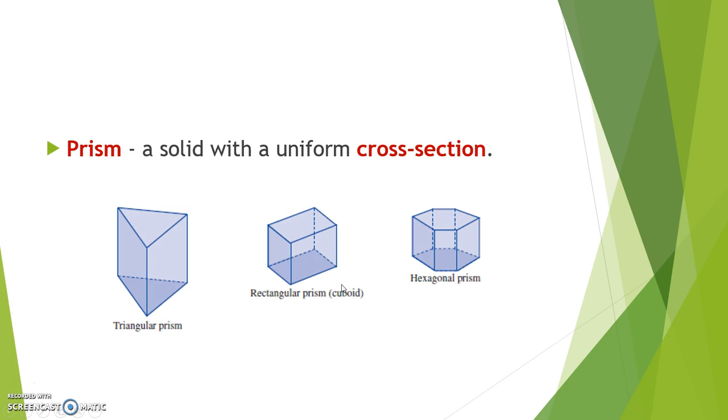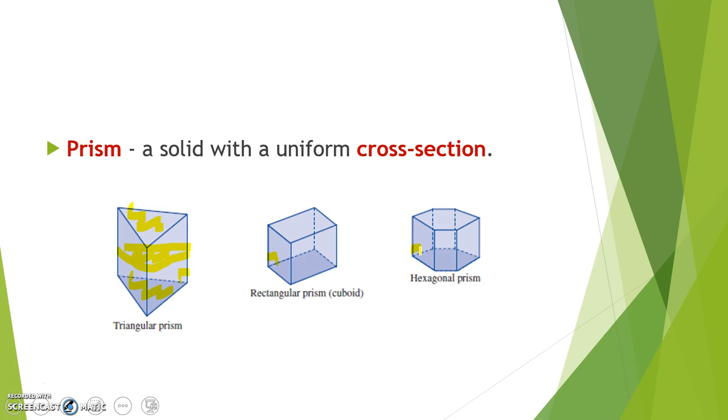So let's define what a prism is first. A prism is a solid, a 3D object with a uniform cross-section. So that cross-section, if we have a look here, means we cut straight across parallel to the base, and the shape there is the same as the one at the top or the bottom. These are called right prisms because they form right angles to the ground. So that's a right angle there, right angle here, right angle here. They stand straight up and down.